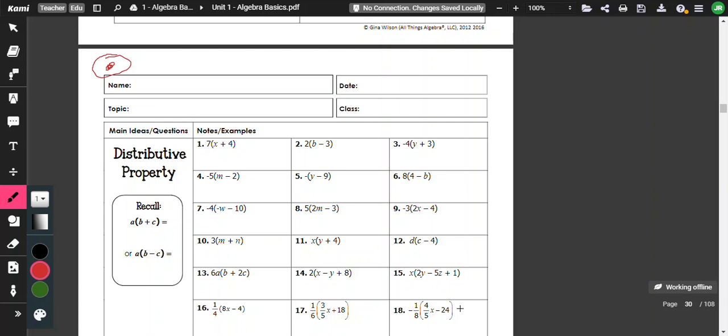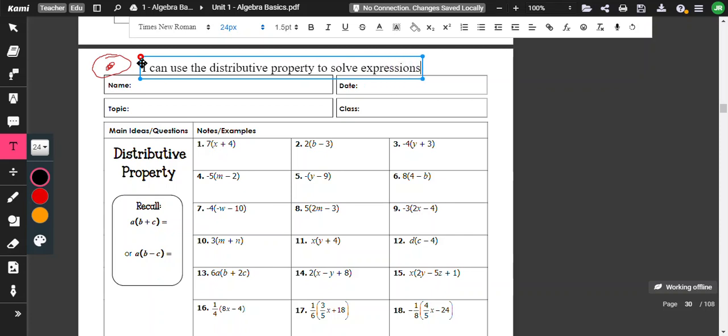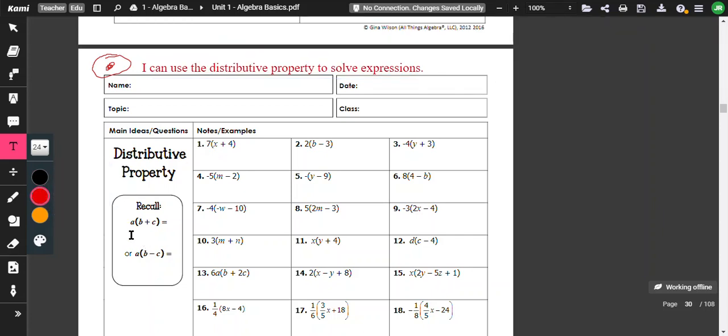Okay, hello class. So today we are going to be talking about collecting like terms and using the distributive property to solve expressions. So let's, on the top here, write what our target's going to be. Which, like I just said, is I can use the distributive property to solve expressions.